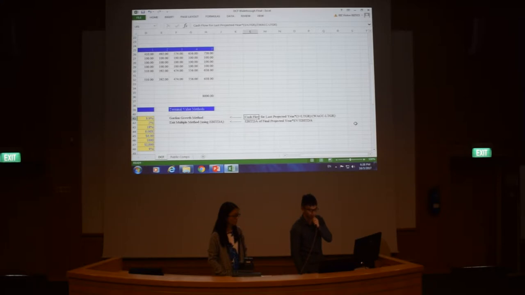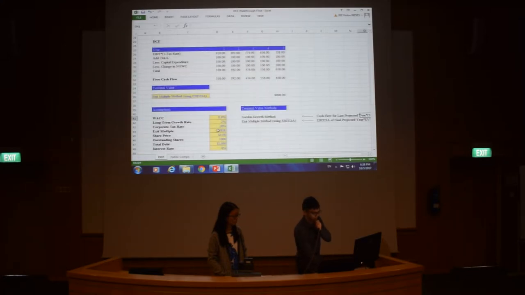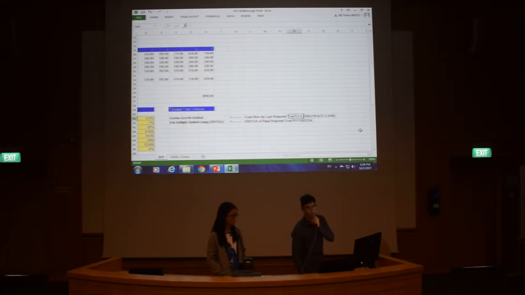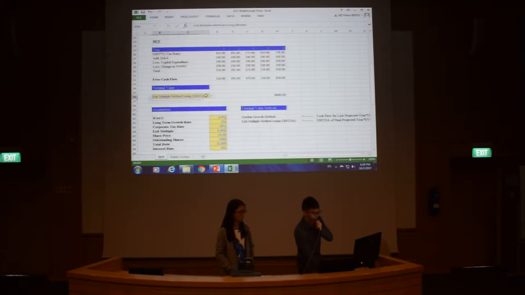For the Gordon growth method, it will be your cash flows for the last projected year times 1 plus the long-term growth rate, which is in our assumptions here, 2%, and divided by WACC minus long-term growth rate. So over here, if you select the exit multiple method, it will be 8,000, and the Gordon growth method, it will be this number instead. Okay, so do take note that for now, the free cash flows and the terminal value are both not discounted, so we have to discount them back to the present value.